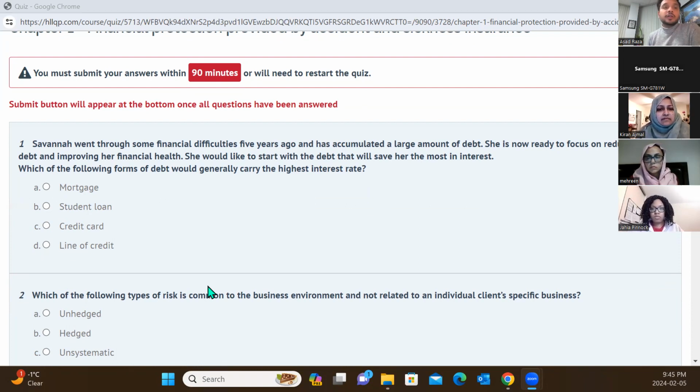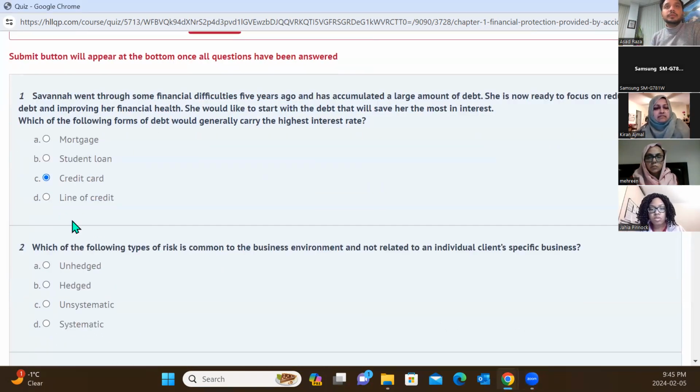Yes, so the answer is credit card. I told you credit card has normally the highest amount of risk. Oh, sorry, interest. 18% to 24%. So that's the answer, C. If I ask you which one is the second one, line of credit. The third one, mortgage. The least is the student loan, which is roughly around 2.5% in OSAP, right? So credit card, line of credit, mortgage, student loan.